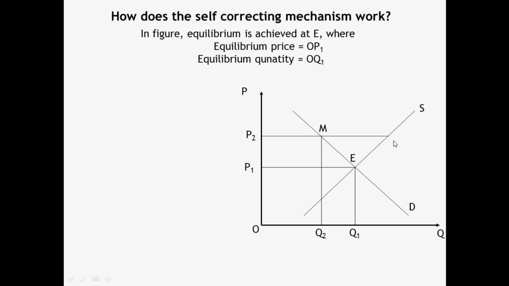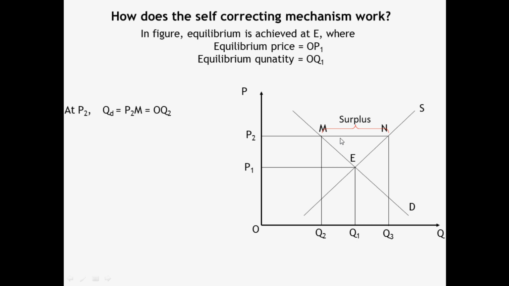And quantity supplied of the product, which we know from the supply curve, is NP2 or OQ3. Clearly, quantity supplied NP2 is greater than quantity demanded MP2, and we know when quantity supplied is greater than quantity demanded, there is surplus in the market, which is MN in the figure.